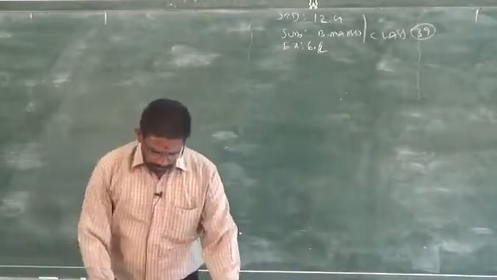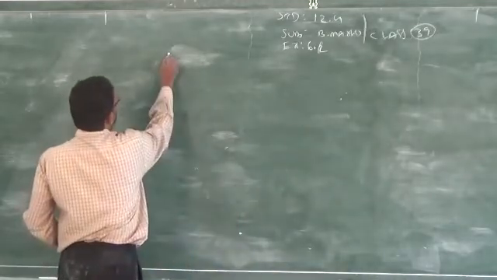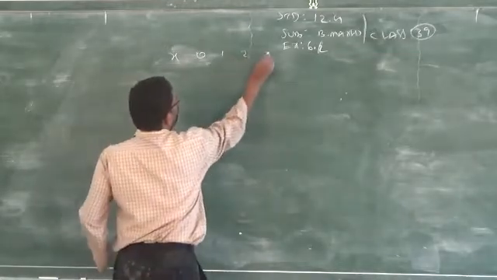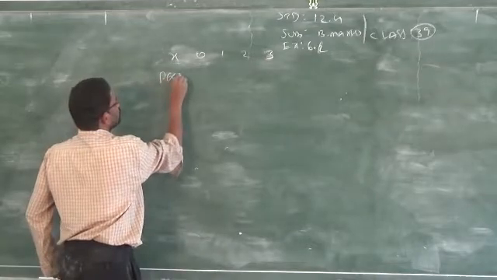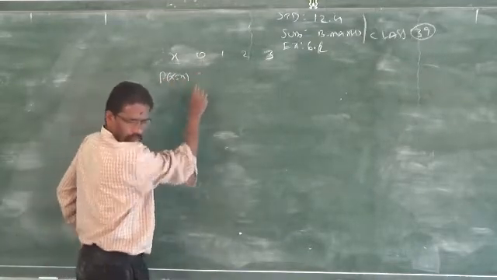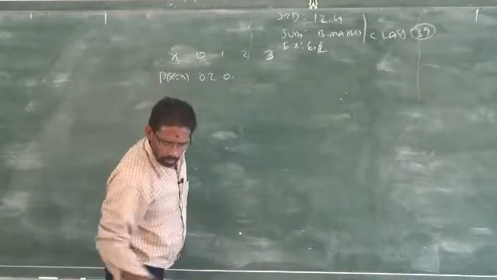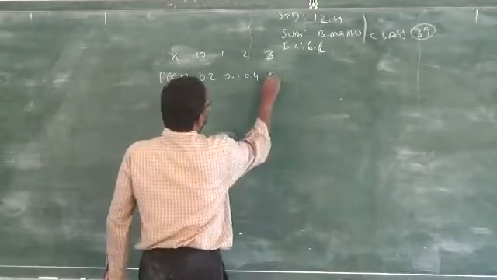Find the expected value. It is given already in PMF format. So straight away you can write, see, x is given 0, 1, 2, 3. The probability is also given under it: 0, 0.2, 0.1, 0.4 and 0.3. So very simple.